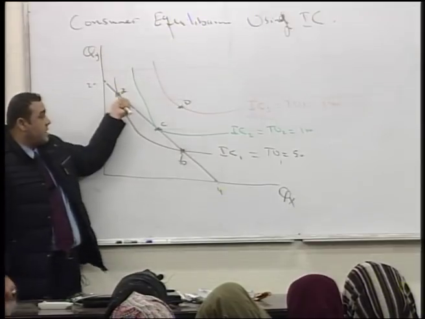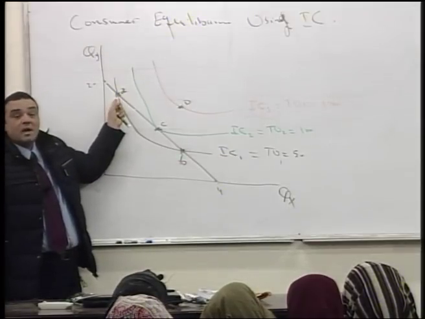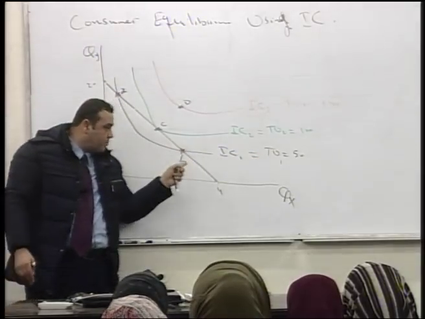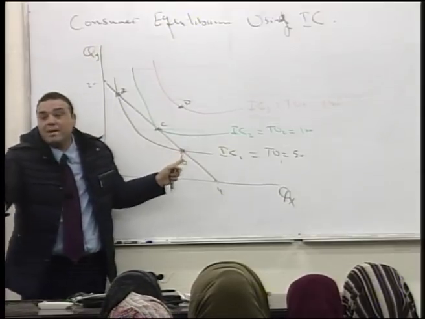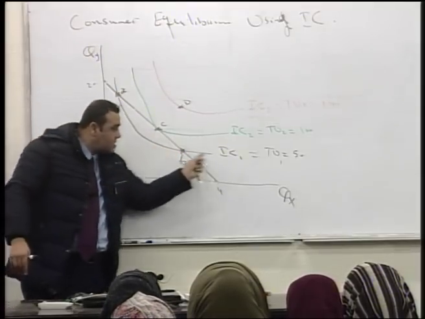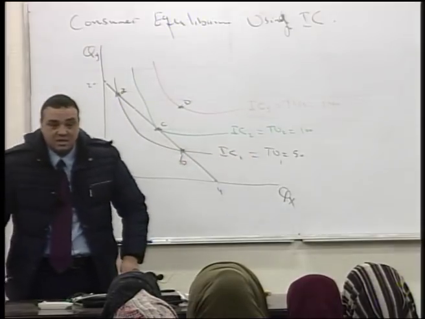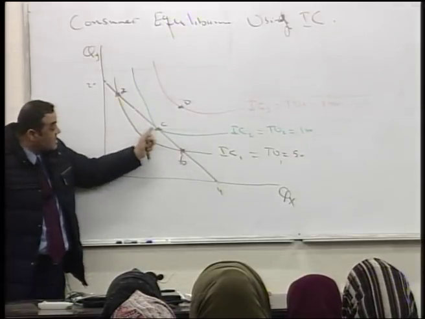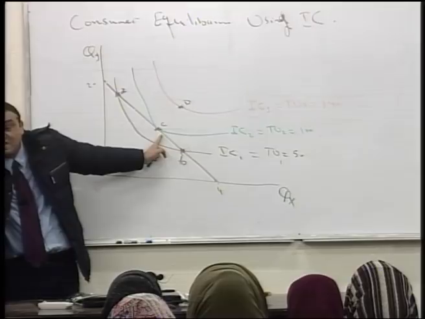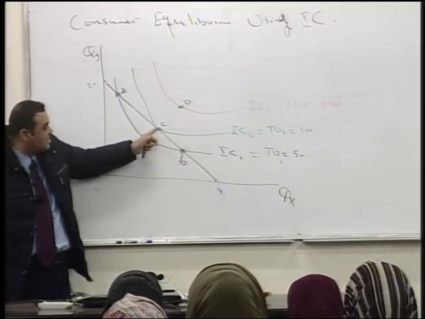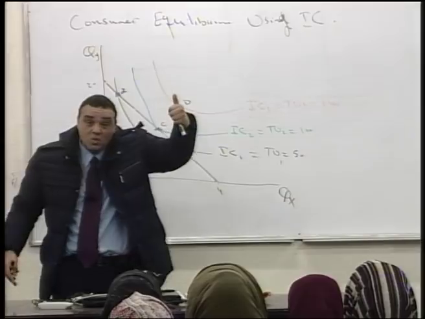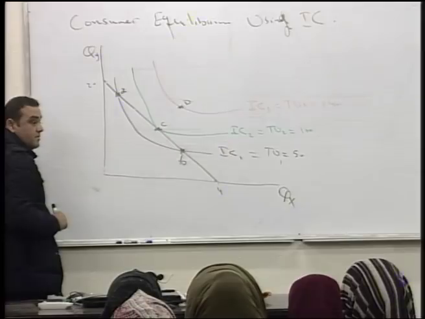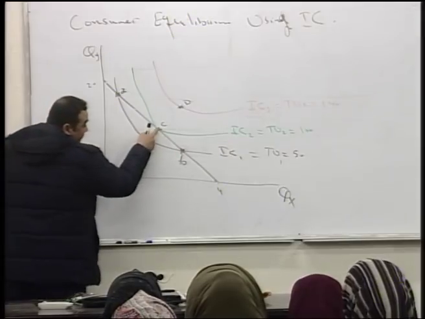Because at point A, he will spend $200 to get utility of 50. At point B, he spends the same amount, $200, to get 50 utils. But what about C? At C here, he spends $200. How much is the utility here? 100. So C is better than A. All right? And C is better than B.